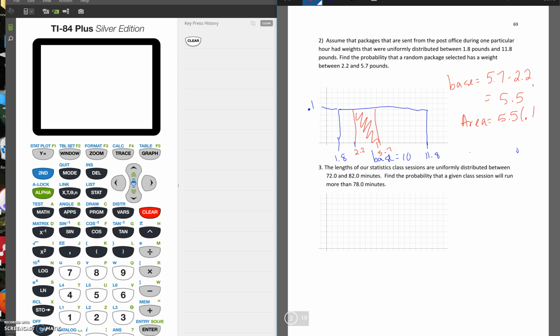Sorry, I made a mistake here. I apologize. 5.7 minus 2.2 is 3.5. So we'd have 3.5 times 0.1, which would give us 0.35. So the probability that it's between 2.2 and 5.7 pounds would be 0.35.